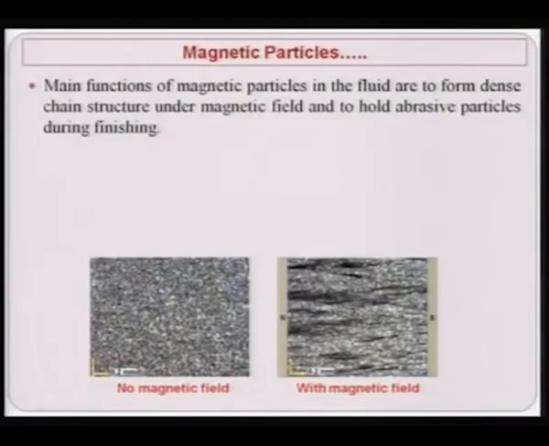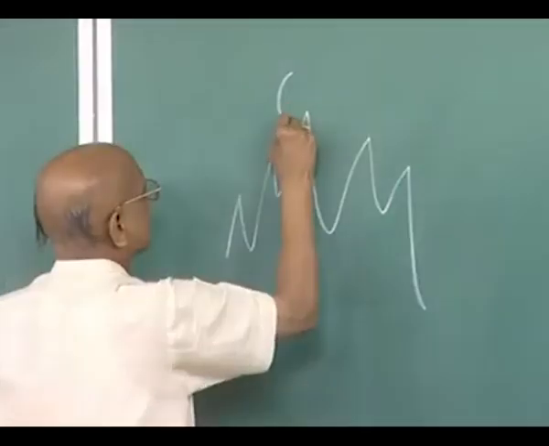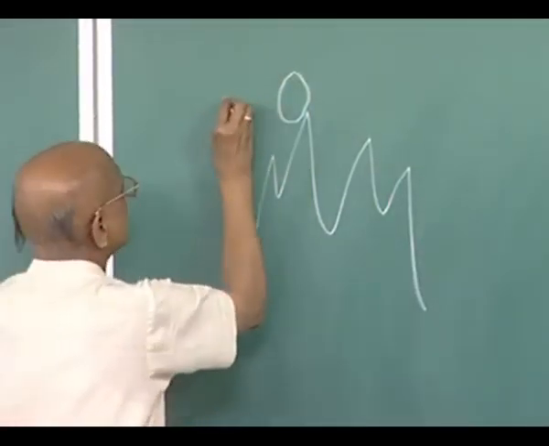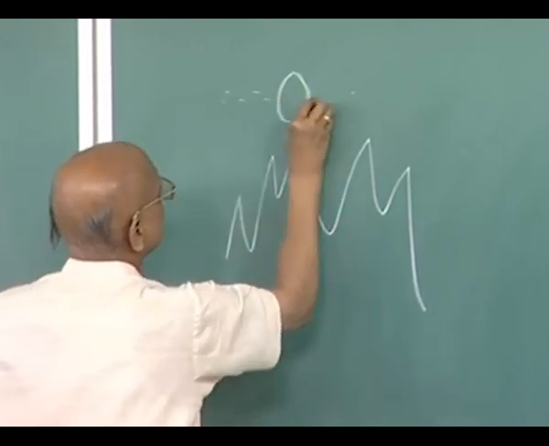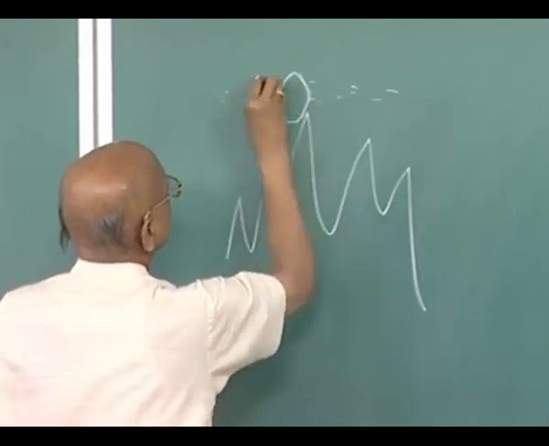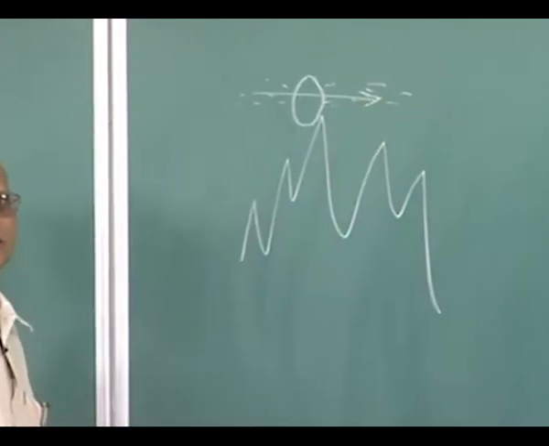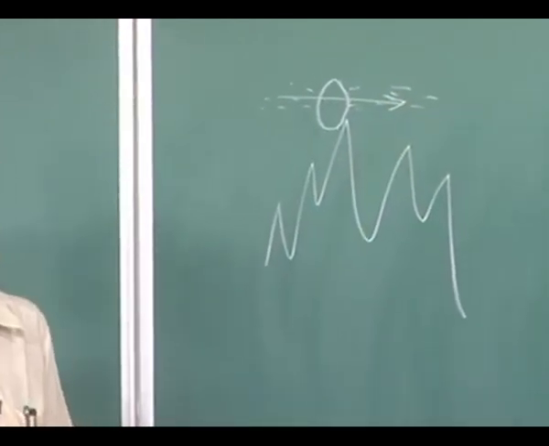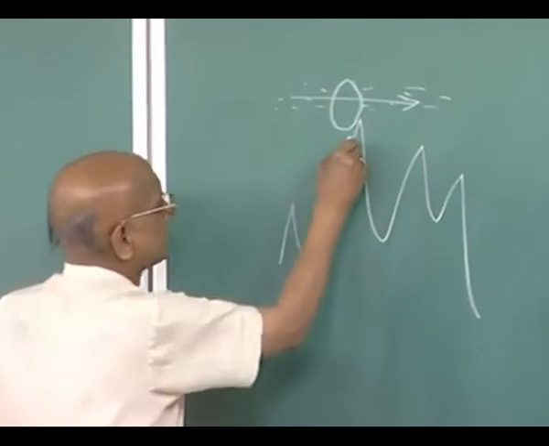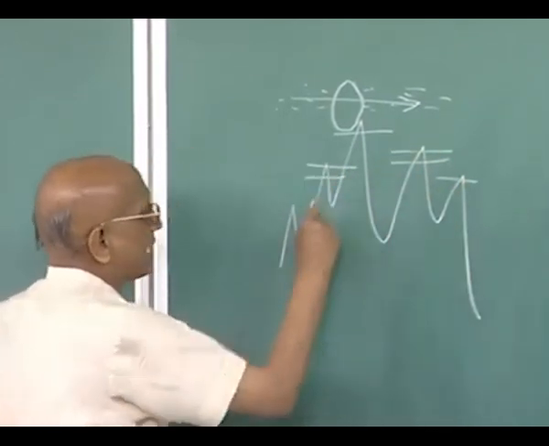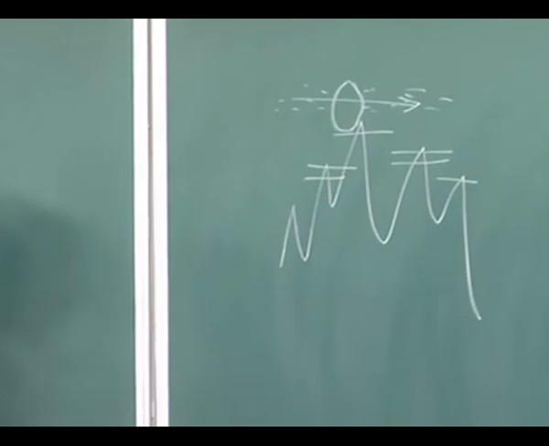I will just show you here something like this, and this is the abrasive particle which is being held by the fluid chain. There is the chain of the iron particles, and this chain is being pushed in this particular direction due to the rotation of the wheel. Then this peak will get removed like this, and the Ra value, RMS value will keep decreasing.